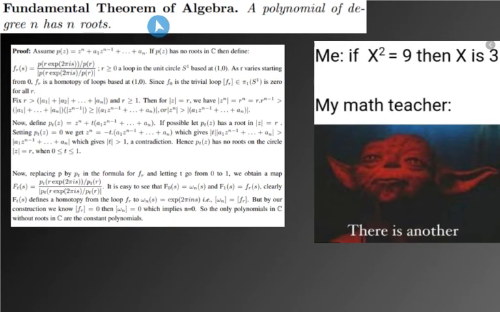So this is actually a really famous theorem. And anytime you see the words fundamental theorem in math, it means it's really important. And it's got a really basic premise here. It says a polynomial of degree n is going to have n roots, okay?